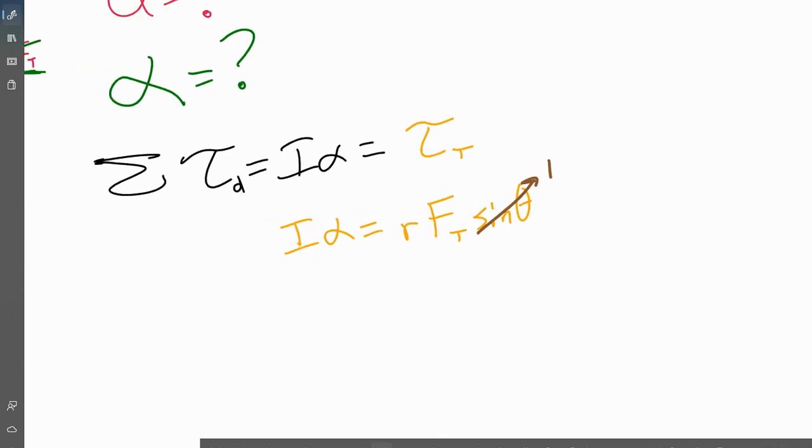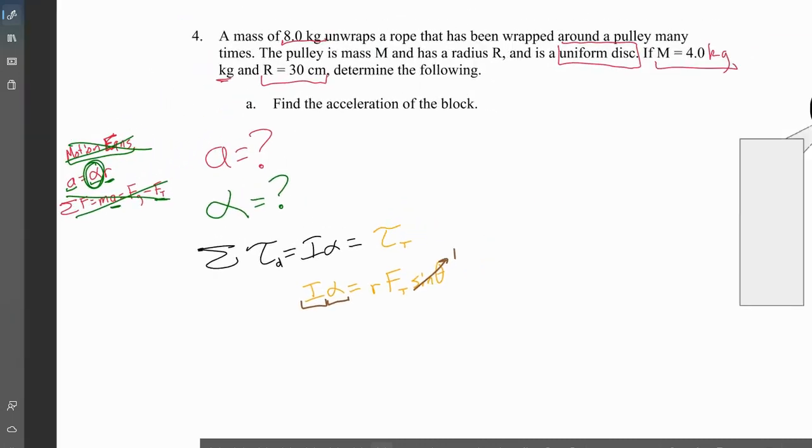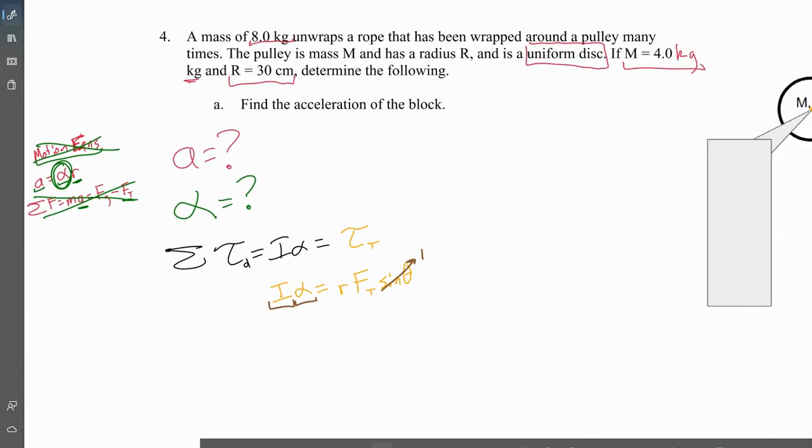All right. Now we need to know I in order to find alpha. Alpha is what we're looking for. Okay. Well, this is kind of difficult because we don't know tension either. We'll get there. This is a convoluted problem, so just don't worry about it so far.